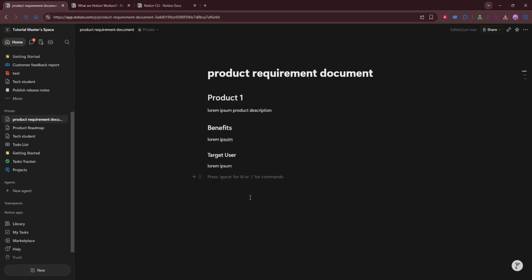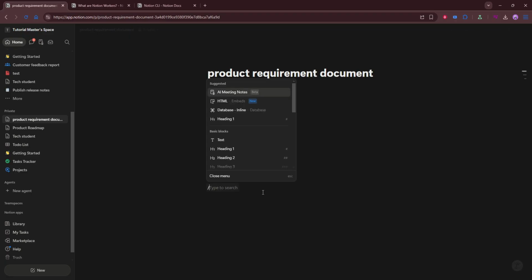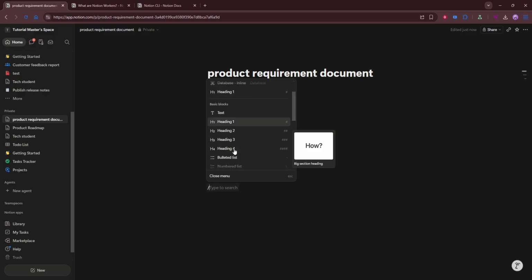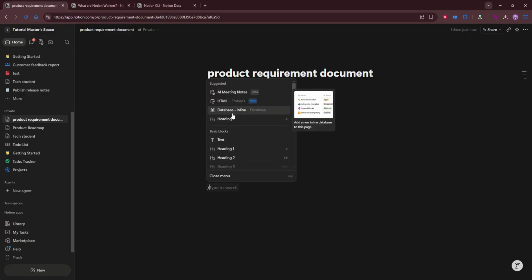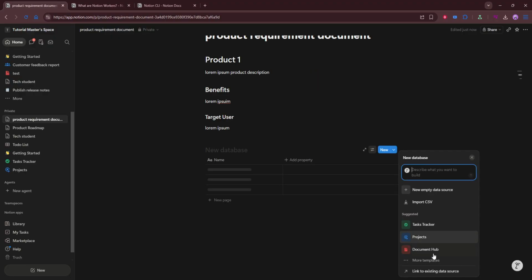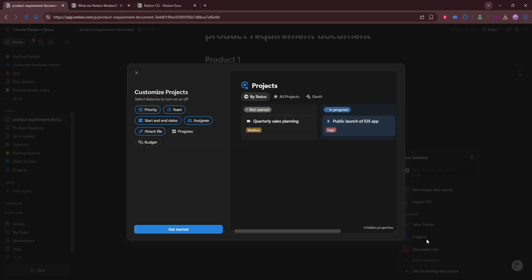Next, include user stories, acceptance criteria, and technical notes. User stories help describe functionality from the user's perspective. Acceptance criteria clarify what must be true for the work to be considered complete. Technical notes give engineering or implementation context that may be important during development.